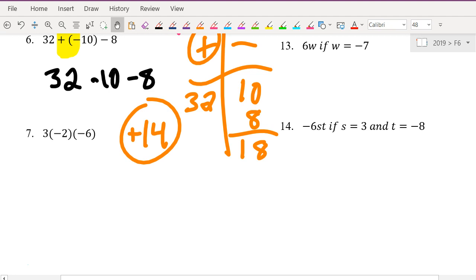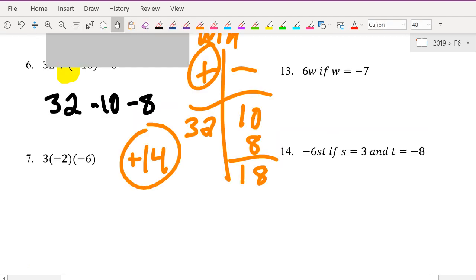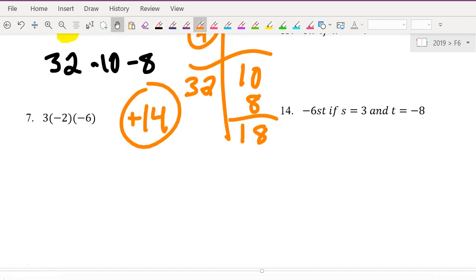Speak into the mic. How do we do this? You would first do the double signs. There's no two signs in a row. Well, inside this parentheses is just a number, so we don't have something to do.